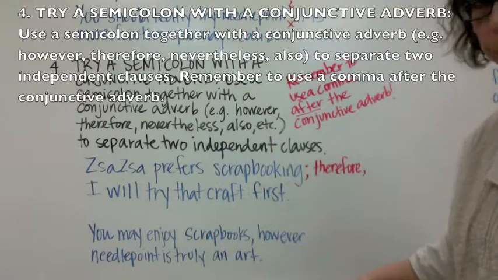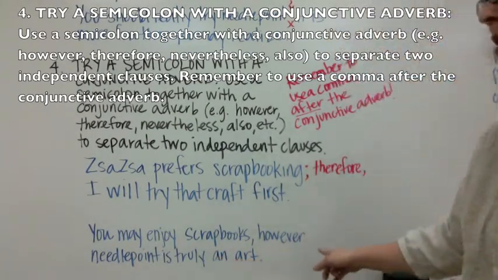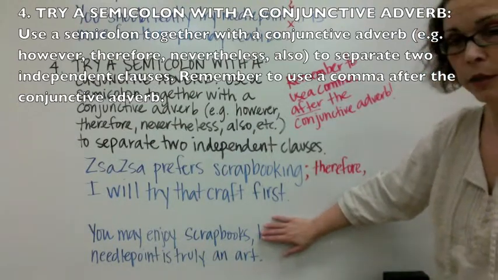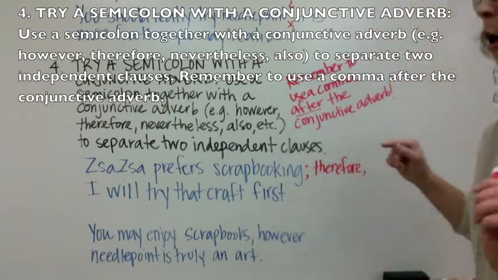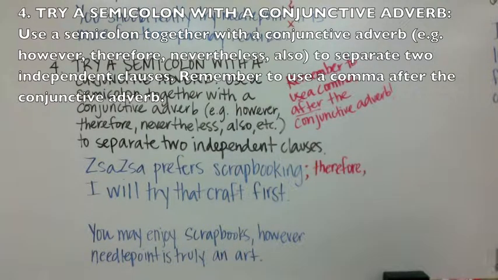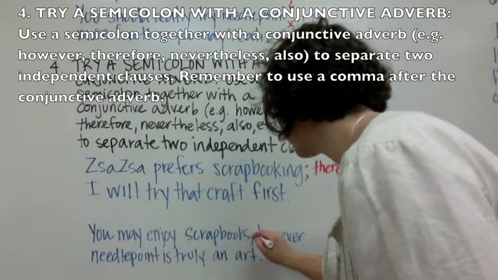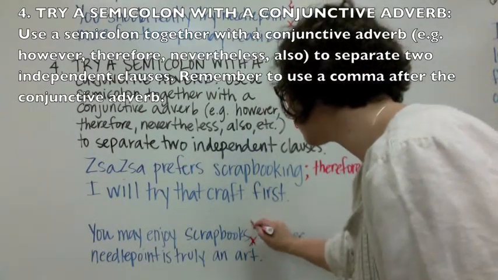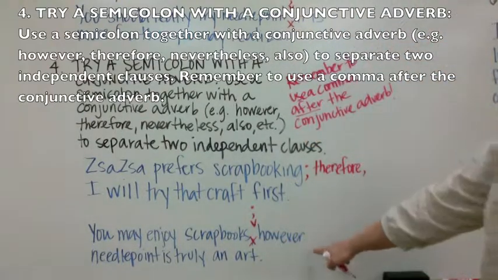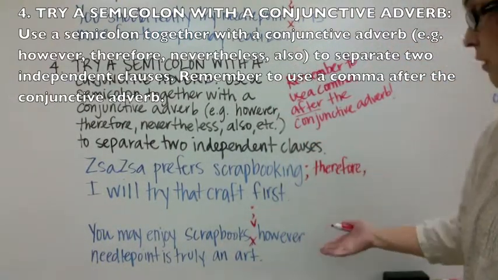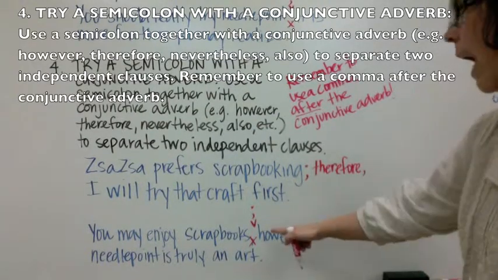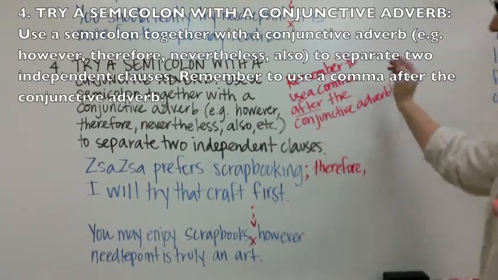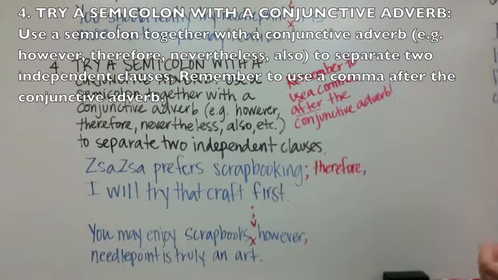You may enjoy scrapbooks. That could be a complete sentence. However, needlepoint is truly an art. That could be a complete sentence. Or without the however, needlepoint is truly an art. That could be a complete sentence. We cannot tie those things together with just the comma or just the comma and the however. So where is the semicolon going to go? It's going to go right here after scrapbooks. Away with the comma, we're going to add in a semicolon. Now here, we already have a conjunctive adverb. And that's the way a lot of people's run-on sentences end up looking when they write them inadvertently. So we have this already, so all we have to do is to remember to use a comma. Okay, you may enjoy scrapbooks; however, needlepoint is truly an art.